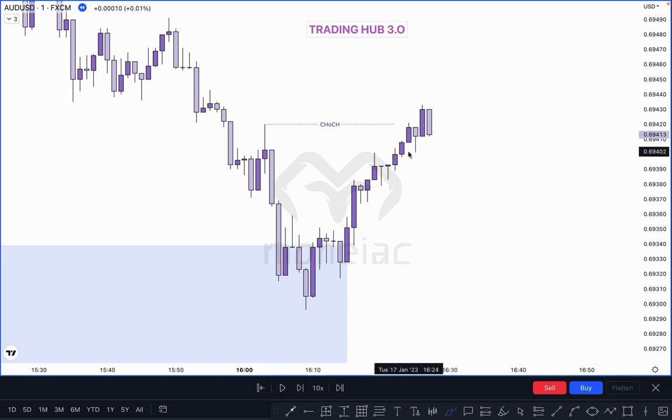And this one is our change of character. Where is our pullback? This low. Why? Because the previous candle's low was taken out. So this one is our valid inducement here. So this becomes our inducement, and after taking out the inducement, you can buy here.